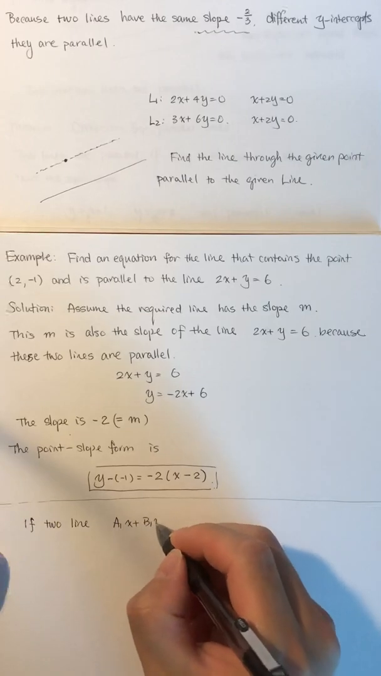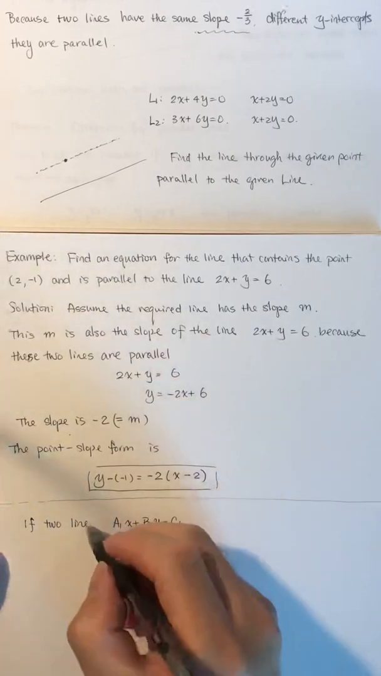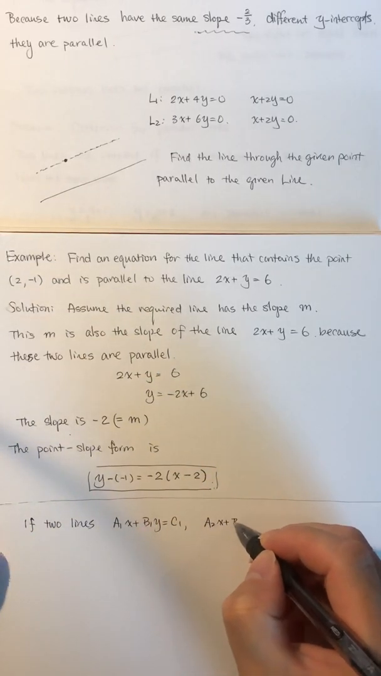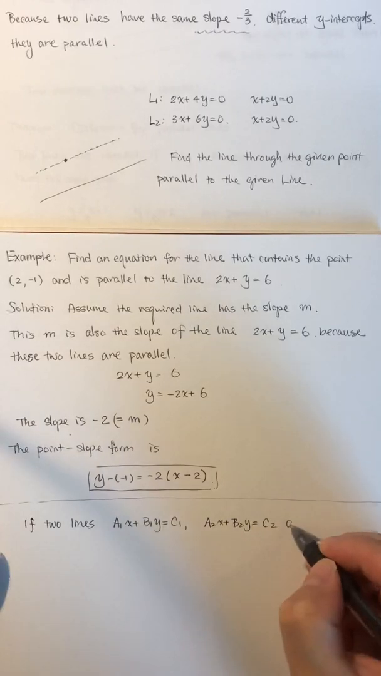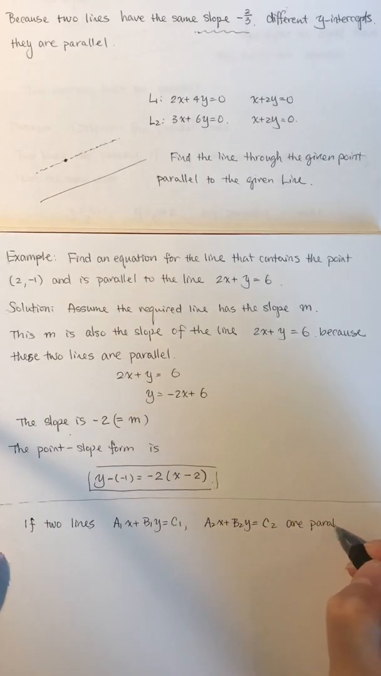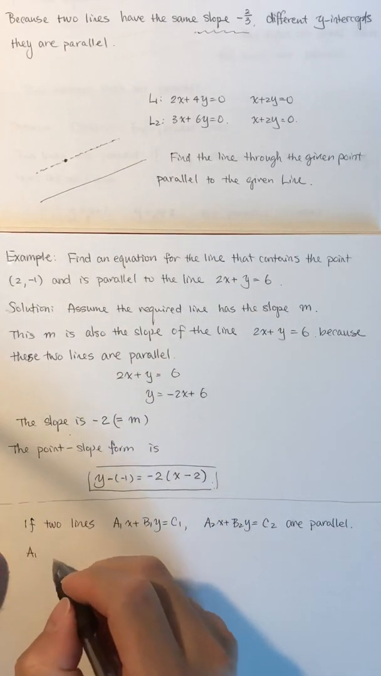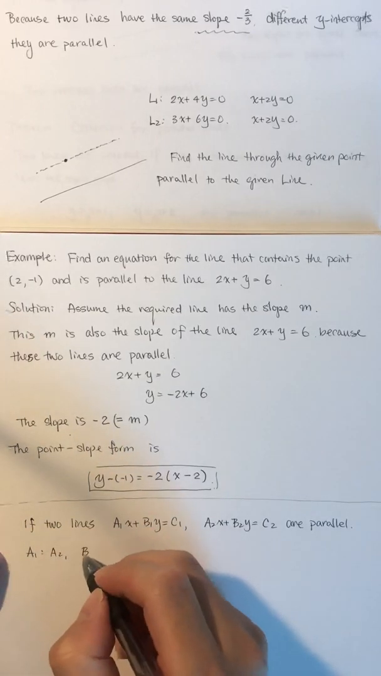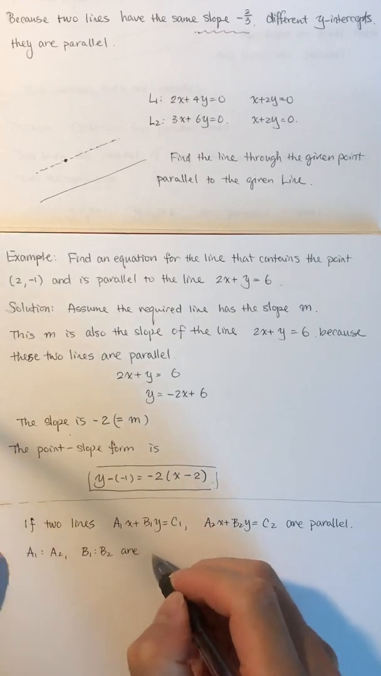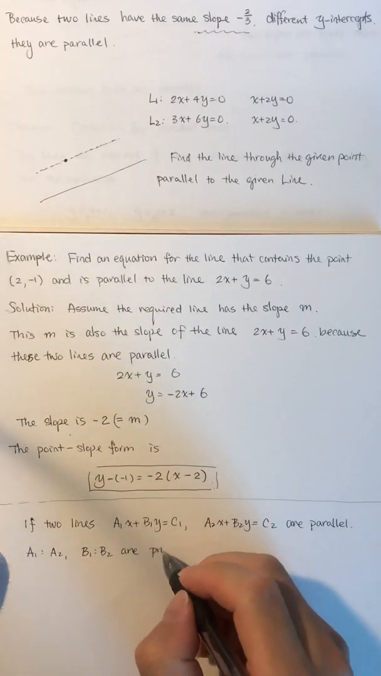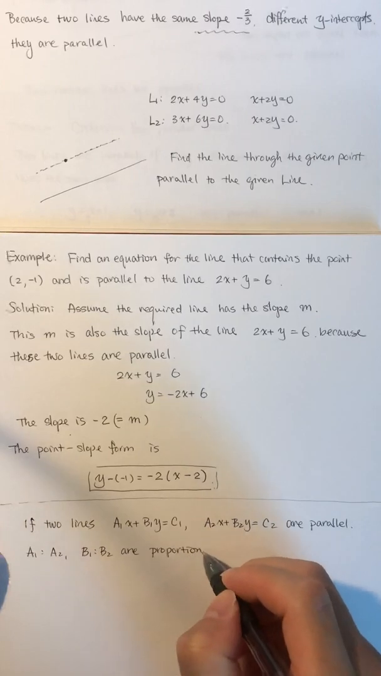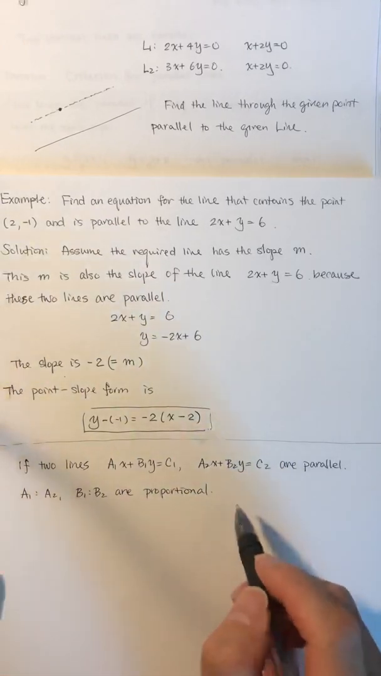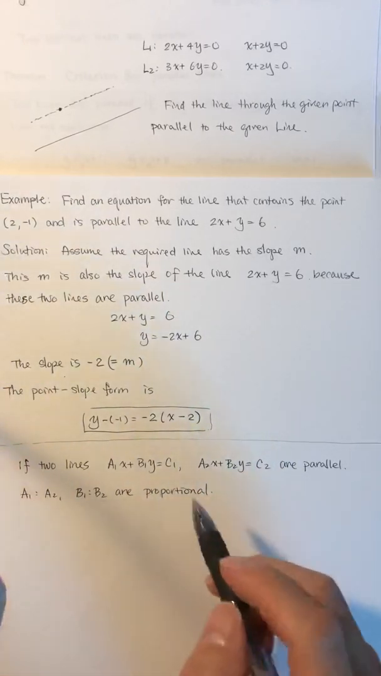If two lines A1x plus B1y equal to C1, and A2x plus B2y equal to C2, are parallel, then A1 versus A2 and B1 versus B2 are proportional. What I mean is the following. I'm not so sure if I'm writing this sentence in the right way, but these ratios are equal.